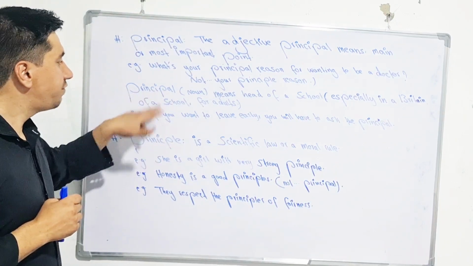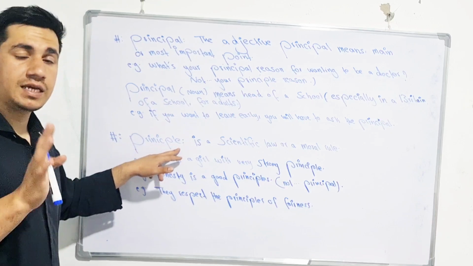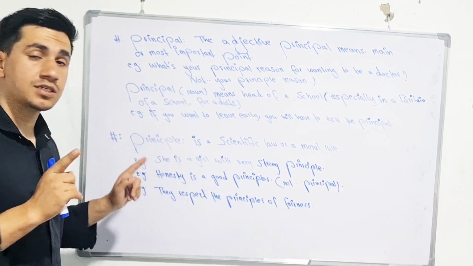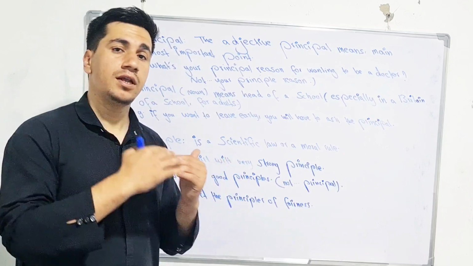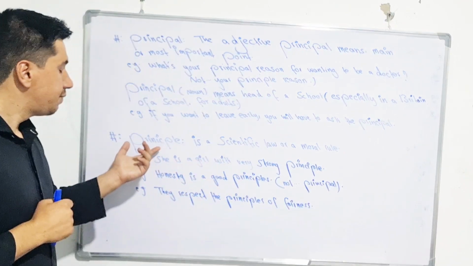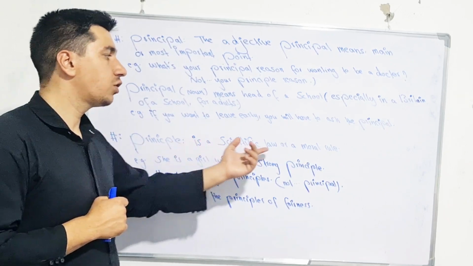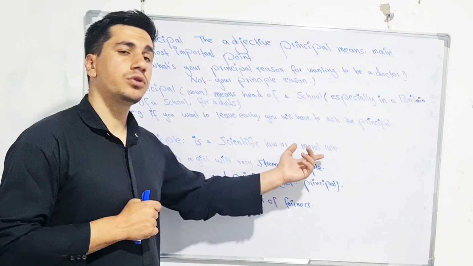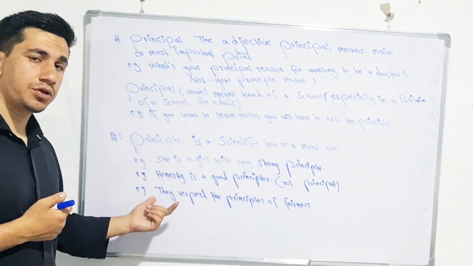Here, after P we have A-L, and what do we have here? P-L-E. The same thing applies here, and the meaning is changed, honestly. The pronunciation is similar, but the meaning is totally different. Here we have principle: a scientific law or a moral rule. Very simple, very easy, right? So here we have a few examples.